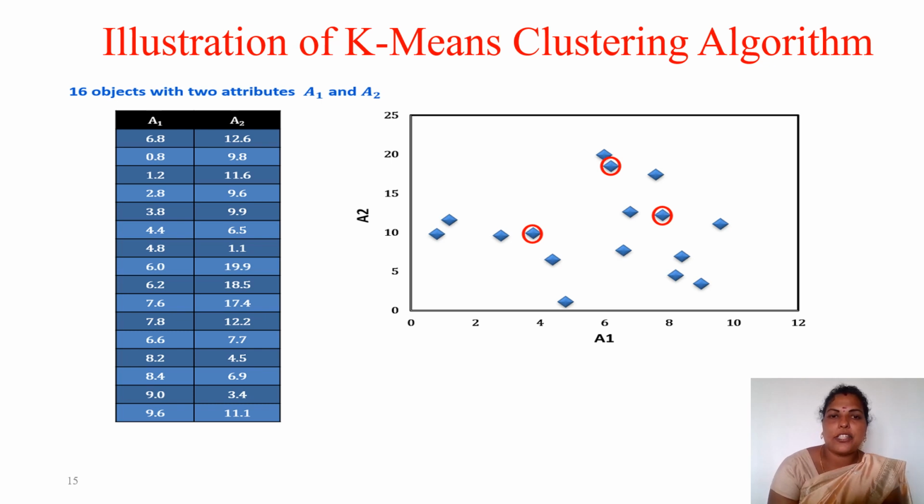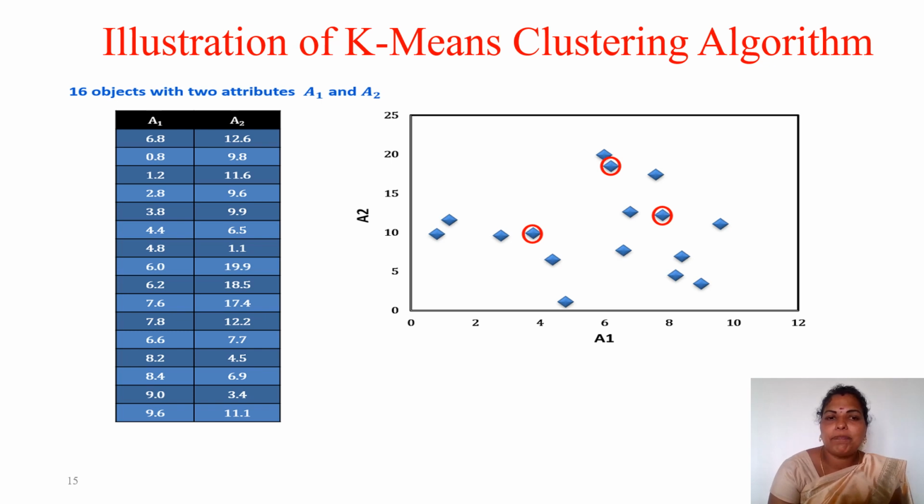Let us see the illustration of this k-means clustering algorithm. Here we have 16 objects with the two attributes A1 and A2. This is plotted for your understanding purpose only. Otherwise, if I ask you to work out a problem like this, there is no need to plot. You just have to work it out, that's enough.